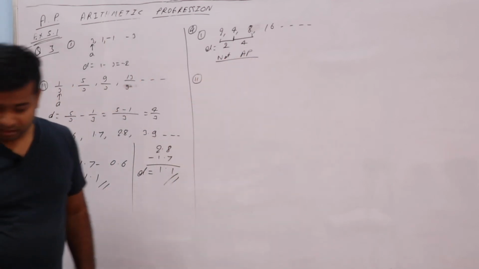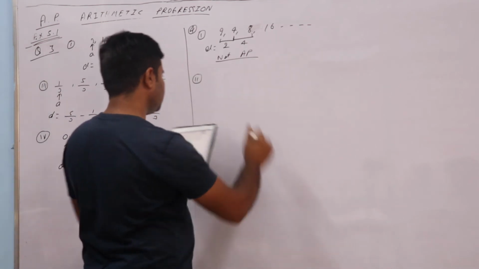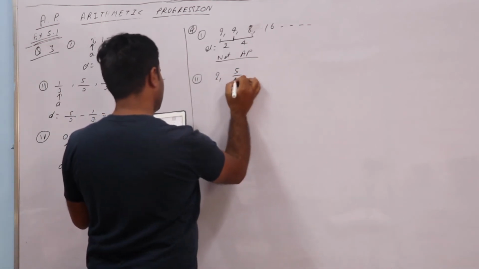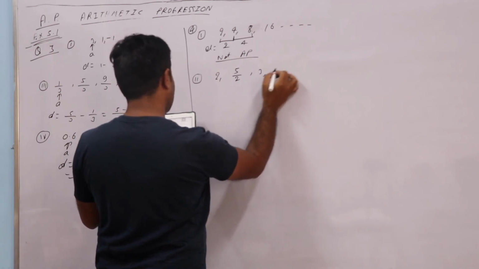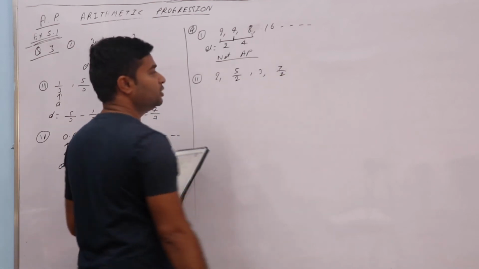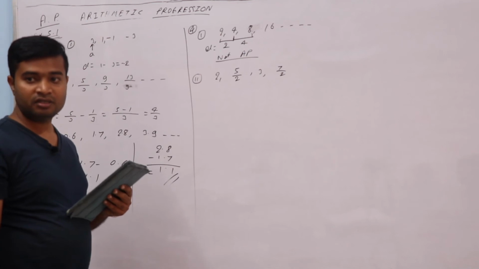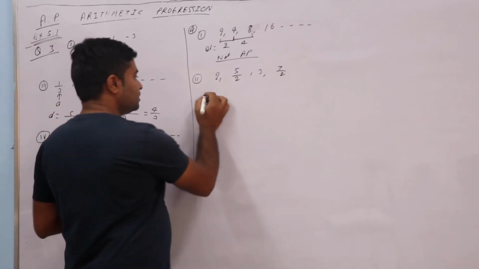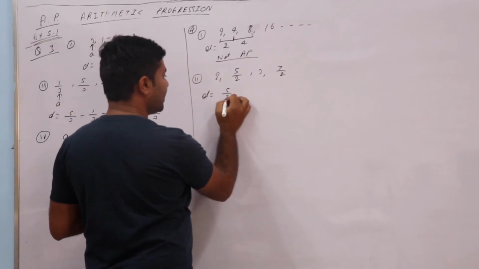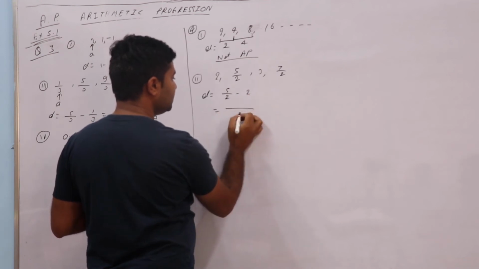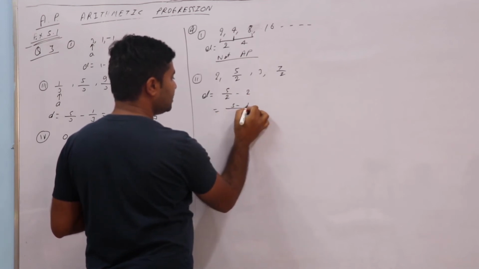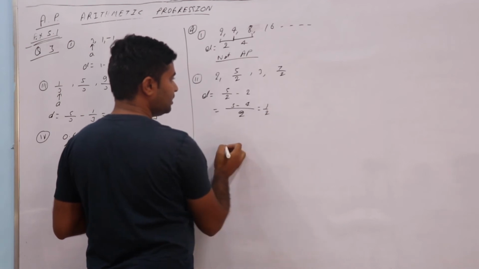Question number 2: 2, 5 by 2, 3, 7 by 2. This one you should find. Now see, here d is equal to 5 by 2 minus 2, right? So LCM is 2. 5 minus 4 is equal to 1 by 2. Yes or no?